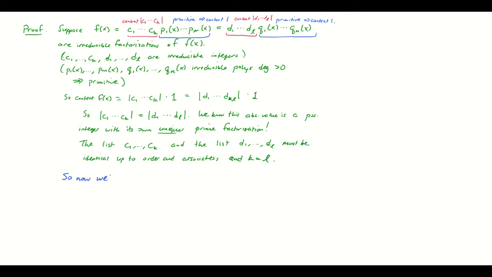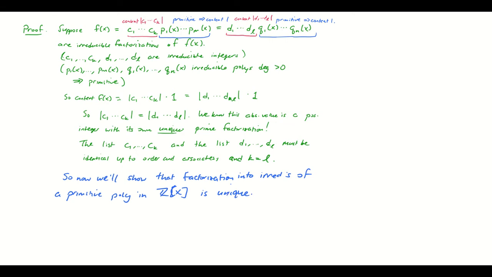All right, so now we'll show that factorization into irreducibles of a primitive polynomial in Z[x] is unique. And again, I'm posing this as a separate task, kind of like I did in the last video for the existence of factorization theorem, because I'm going to want to do this part by induction.